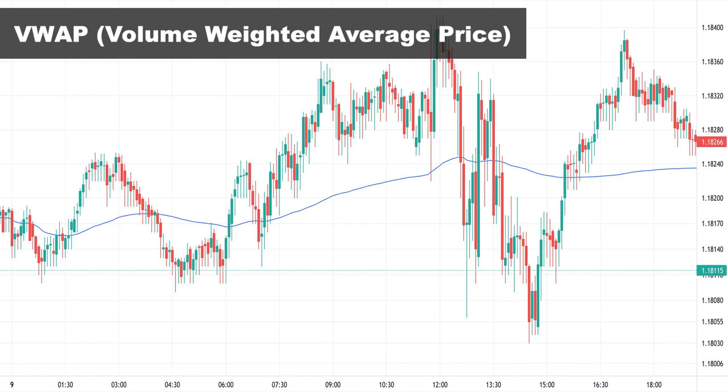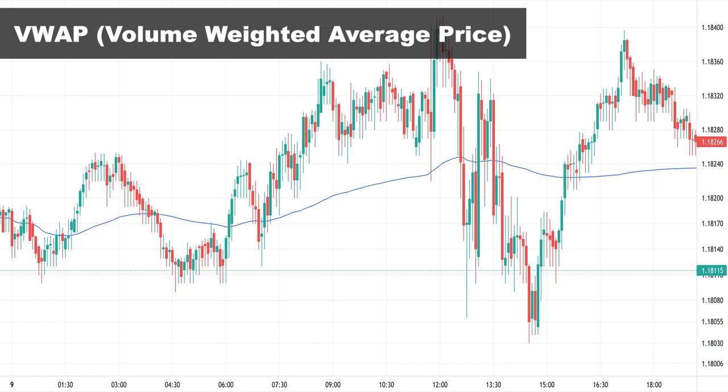VWAP is exclusively for intraday trading, meaning that it's not available, for example, on one-day or weekly time frames, because this indicator is made for day trading, and the calculation of this indicator starts from the beginning of each day separately. For 24 hours markets like Forex and crypto that are usually based on UTC time zone, the calculation of VWAP for each day is started when a new day actually starts based on UTC. So pay attention to this and check what time zone your exchange or broker uses.